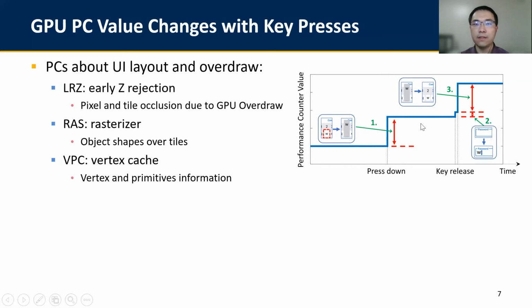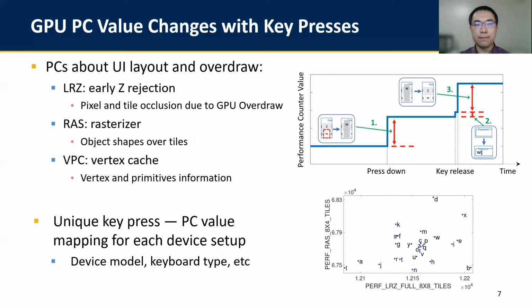Immediately after the text echo, the disappeared pop-up will then incur the third change. We can set up a unique key PC value mapping for given device model and on-screen keyboard software setup. This forms the basis of keyboard input classification and inference. The bottom right figure shows the mapping between the value changes of 2 GPU PCs in the RAS and LRZ categories and 26 alphabet letters. With similar approach, we can set up a classification model to recognize all the character inputs in the on-screen keyboard.